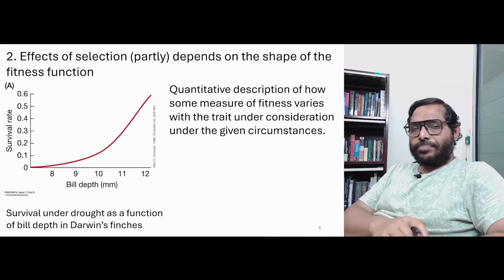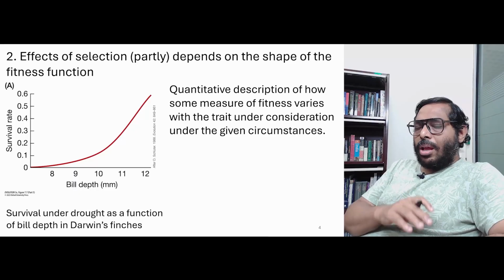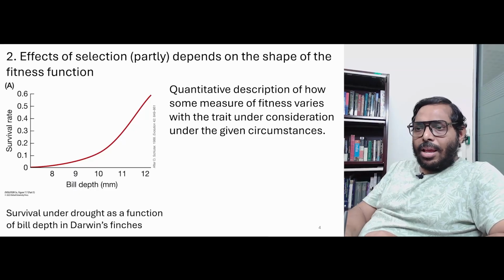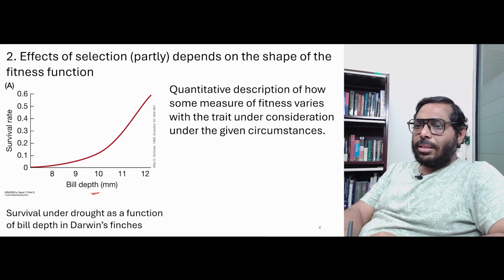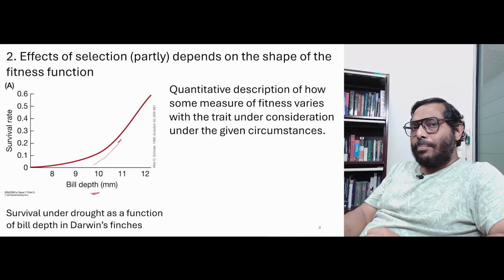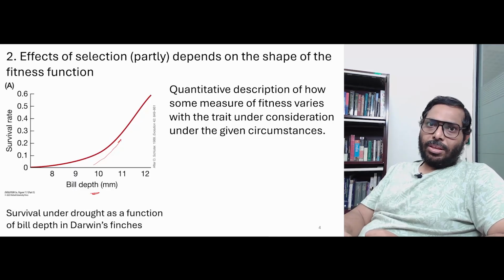So, for example, again going back to the Darwin's finches example for which you saw the video, when the drought was happening, the way the survivorship of the birds changed with the depth of the bill, the size of the beak basically, looked like this. Okay. And this thing that you are seeing over here, this quantitative relationship between the survival rate and the bill depth, is the fitness function under this situation. Okay, what do I mean by that?